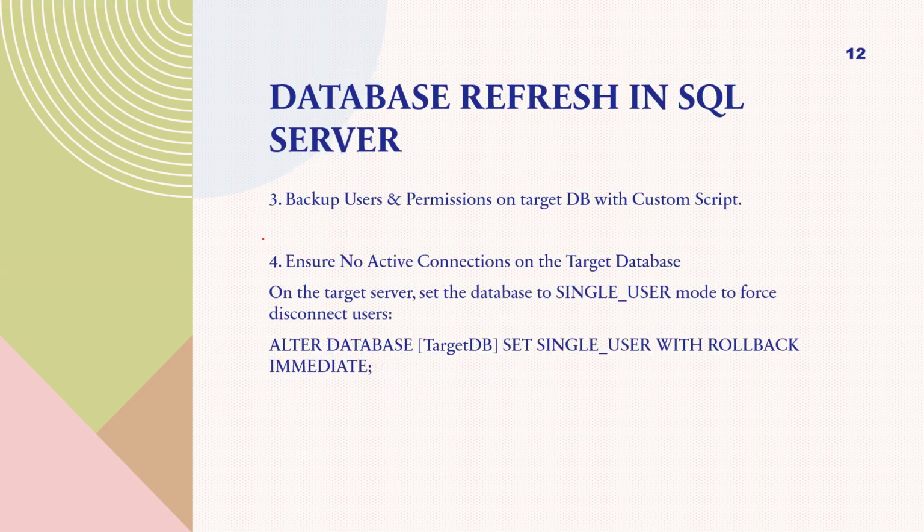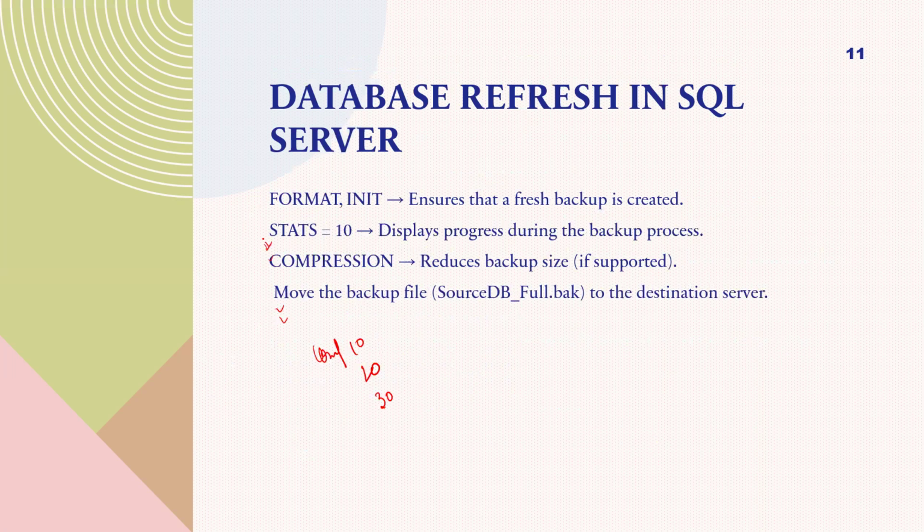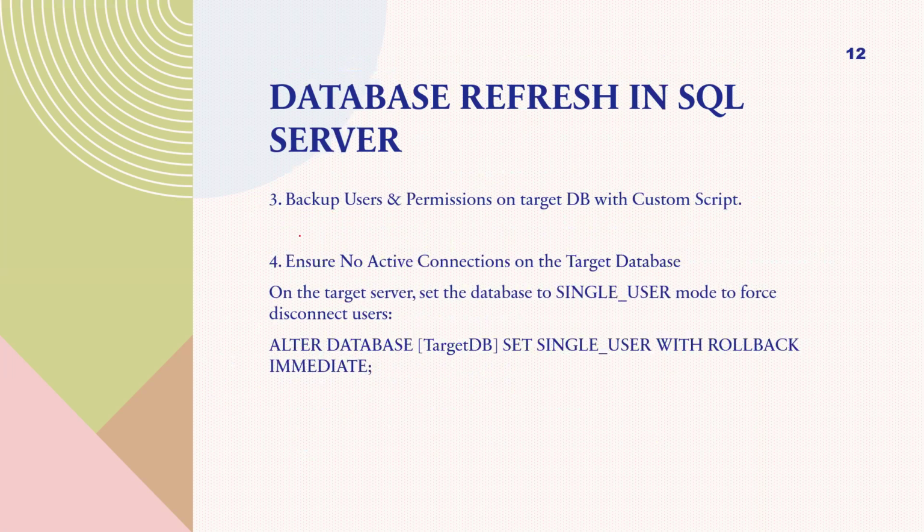After we have taken the backup, we need to take the backups of the users and permissions. We will use a custom script to take the backup of the users and permissions. After that, we are going to ensure that no active connection is there on the database. When we are doing the restore, if no one is using our database, we can directly do the restore. But in the environment there might be some connections with the database, so we will not be able to restore if there are any active connections.